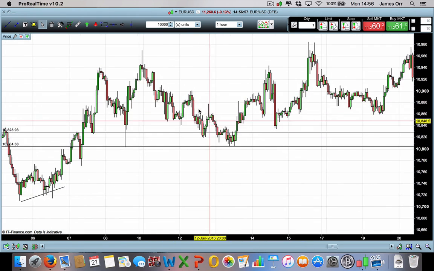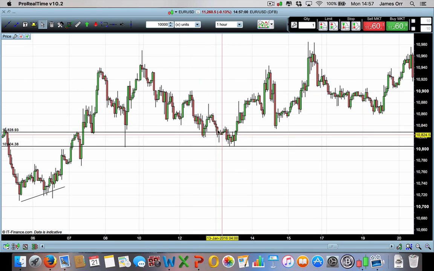See if we can find another one. We come down here, we touch, we get a lower touch here, so we ignore it. Lower here, so we ignore it.